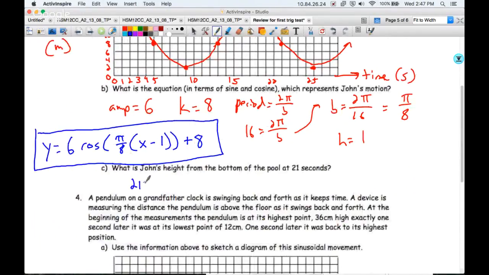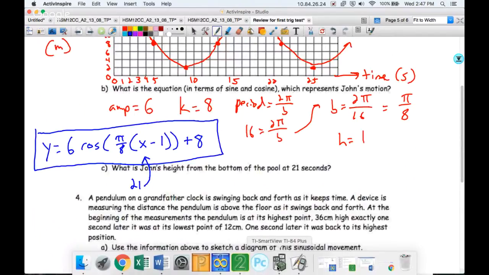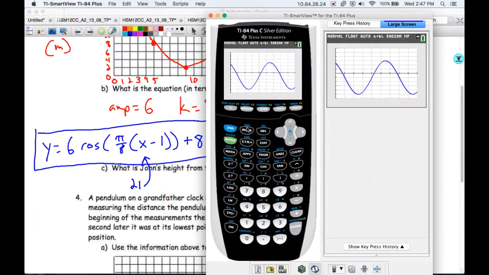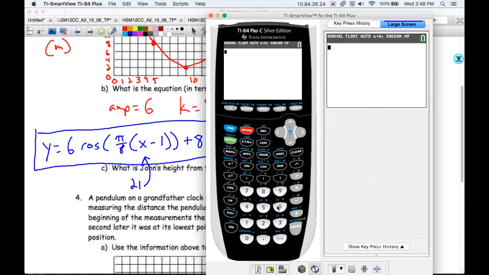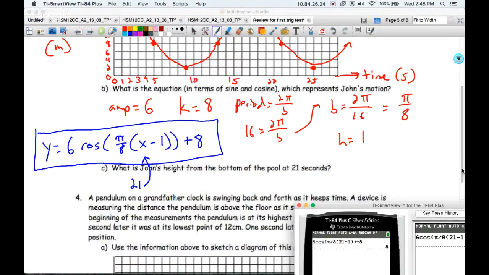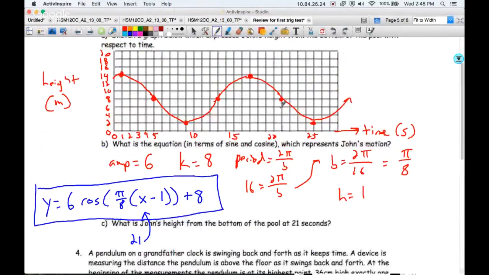We're going to plug in a 21 right here and solve. My calculator's got to be in radian mode because I did this in radians. So mode, it's already in radians. Let's just plug this all in. 6 cosine pi over 8, 21 minus 1, plus 8. And we get that his height is 8, which actually makes a lot of sense because if we look here at 21, yep, he's right at 8. So 8, not feet, but meters.